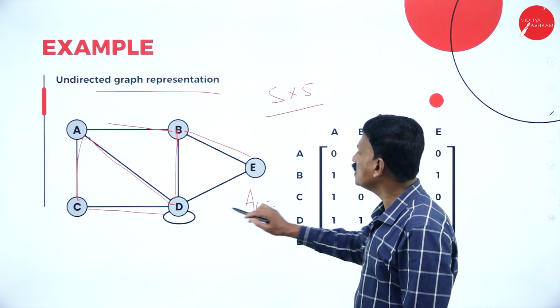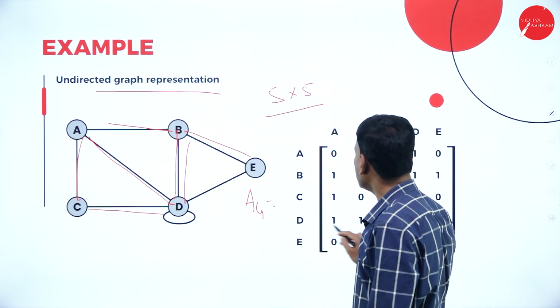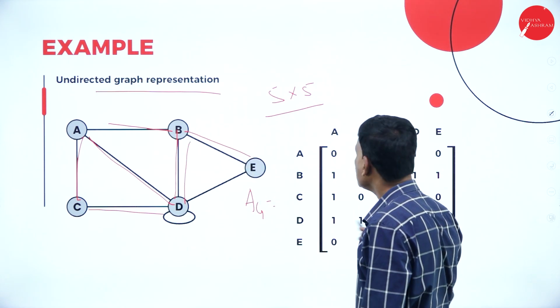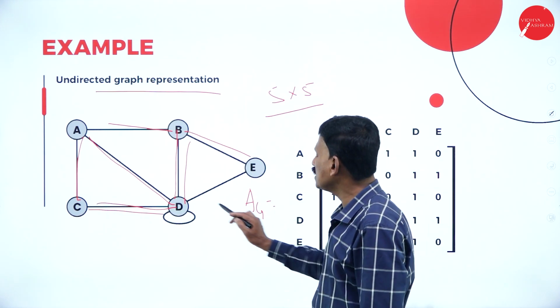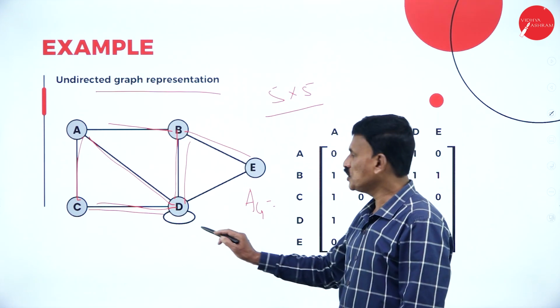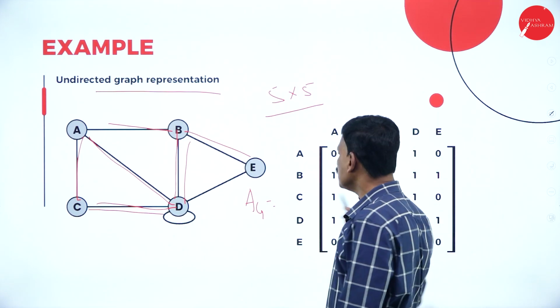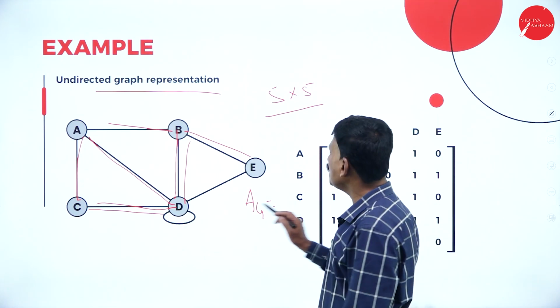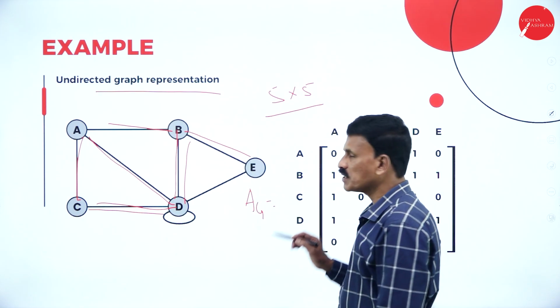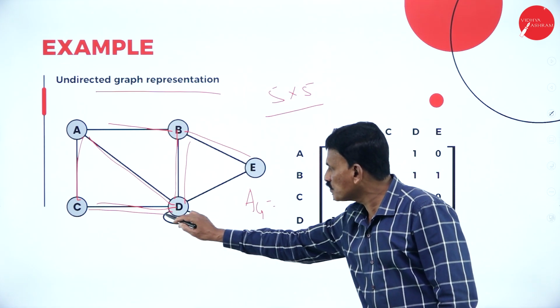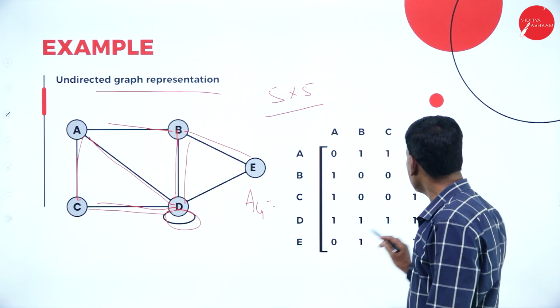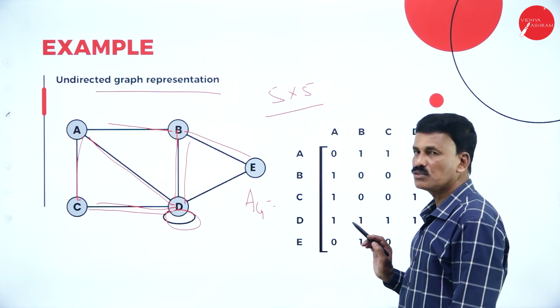again D to B is also 1, and again D to C is also 1, D to D there is one self loop, so it is 1, and again D to E is also equal to 1. Since this is a self loop, here D to D is 1, right.